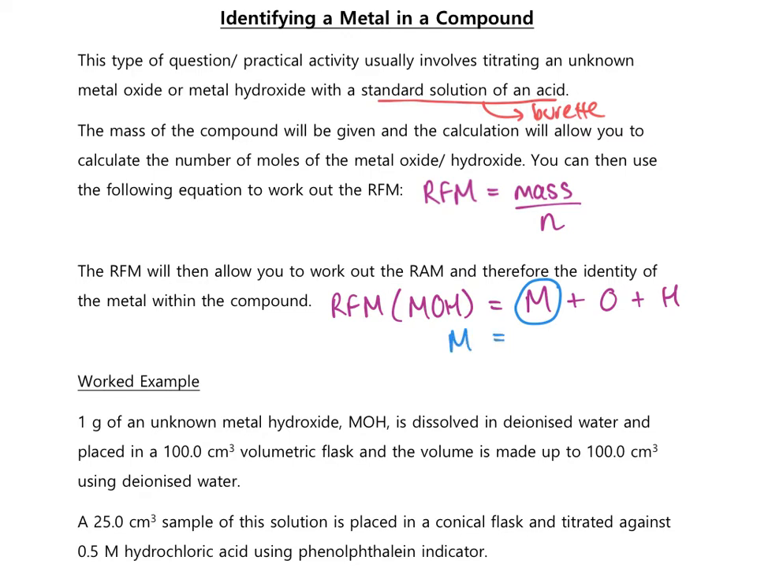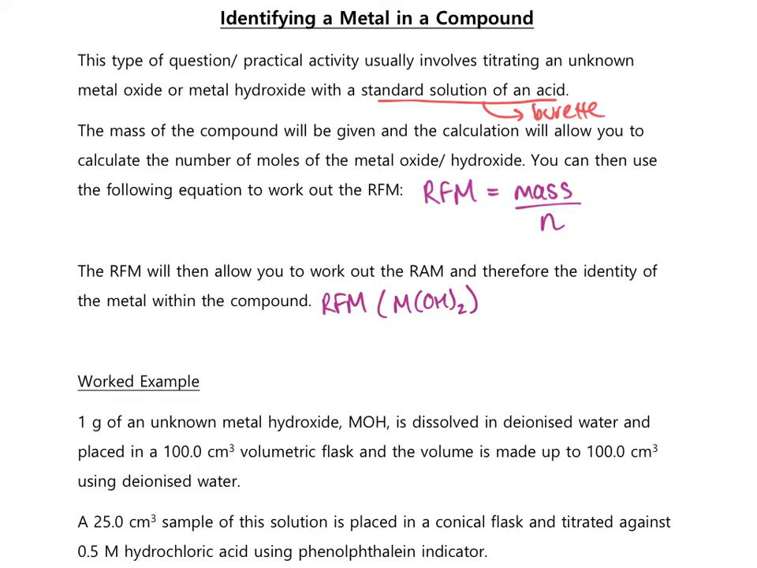All we need to do is, if we have the RFM of your metal hydroxide, and I just want M, I can simply take away the oxygen and take away the hydrogen from the total RFM, and that will give me the relative atomic mass of M. And we'll see that in the examples that we do.